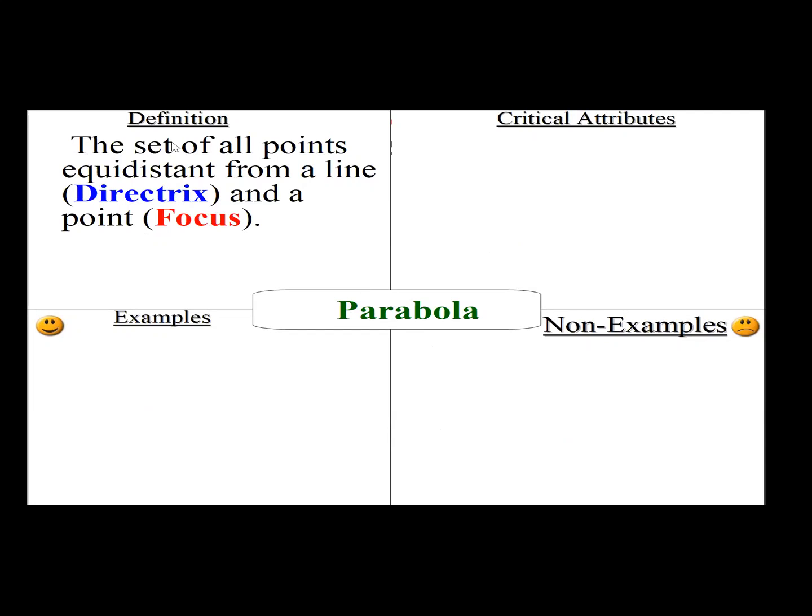Once again, a parabola is the set of all equidistant points from a line and a point. Once again, the line's called the directrix and the point's called the focus. All right, so let's sketch those. So the point, it's called the focus. There it is. And underneath that, I'm going to draw a straight line. Leave a little space, and that's called the directrix.